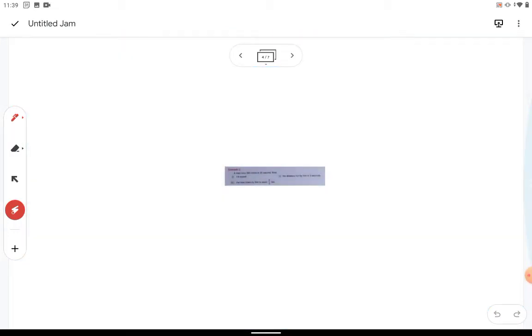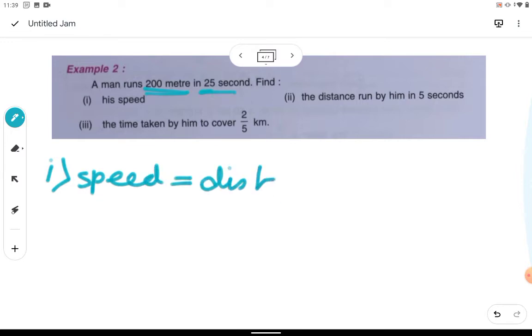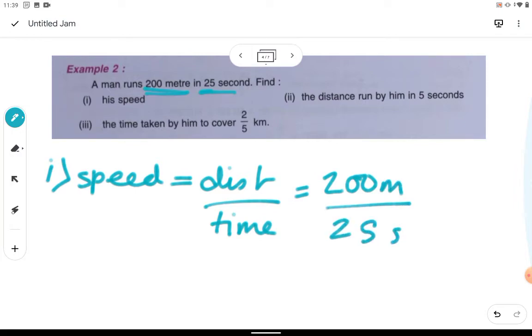Moving on, let us solve some problems to understand. A man runs 200 meters in 25 seconds. Find his speed. So we know speed is equal to distance by time. You have to remember this formula. So that will be 200 meter by 25 seconds. 25 into 8 is 200, you can calculate that. 8 meter per second. Speed is 8 meter per second.